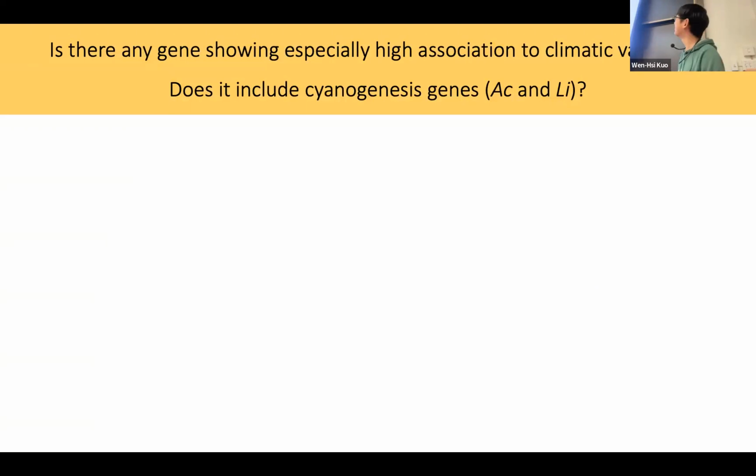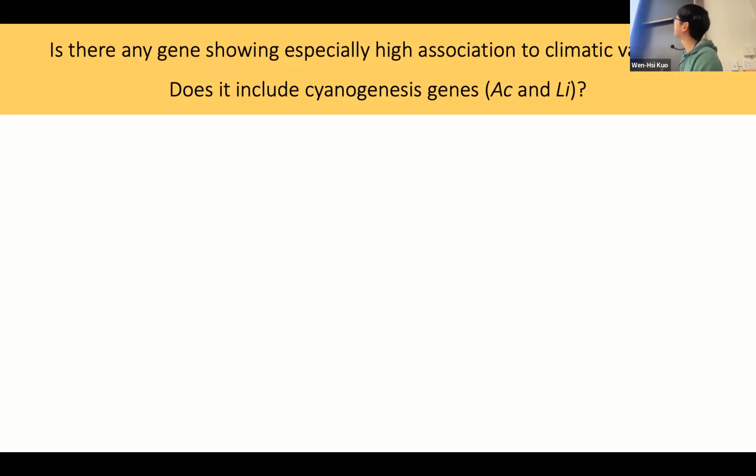So finally, with the control for population structure, we can conduct landscape genomics to investigate if there is any gene that stands out. They have extra or additional association to the climate variable. Because for those genes with additional association to the climate variable, it is pretty likely those genes are under direct selection.